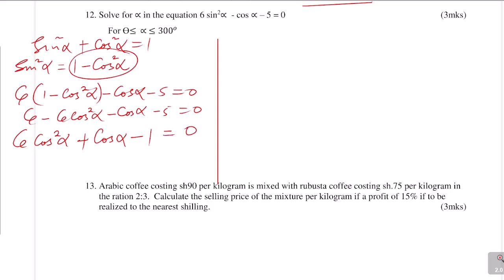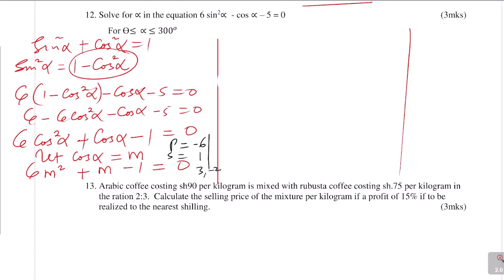Now, since this is a quadratic equation, you can let cosine of alpha be, let's say, letter m. So now you have 6m squared plus m minus 1 is equal to 0. You can solve this quadratic equation using any suitable method. I will use factorization. So look for two numbers whose product is negative 6 and sum is 1. Those numbers are 3 and negative 2.